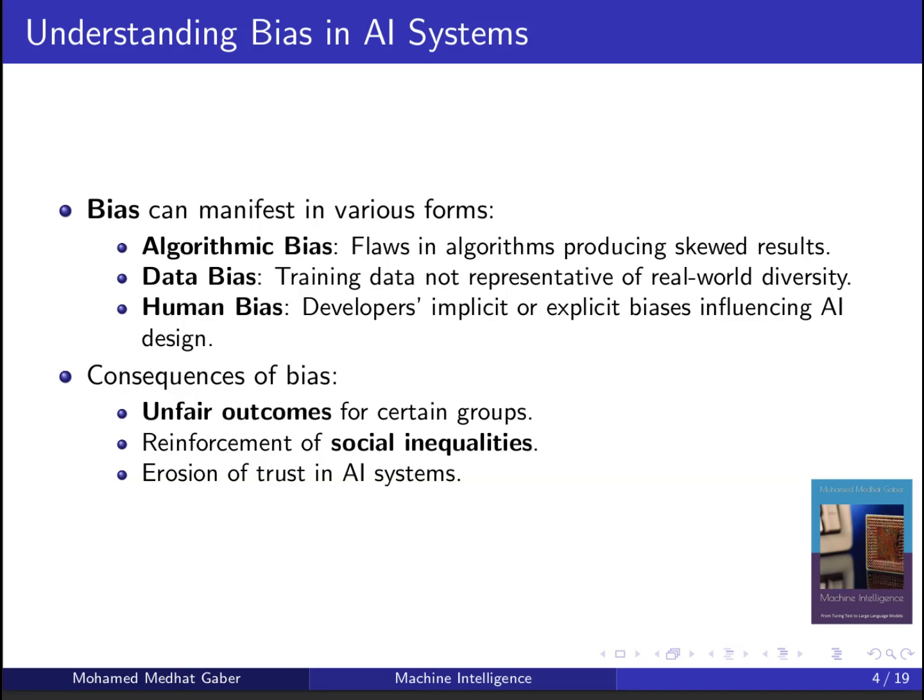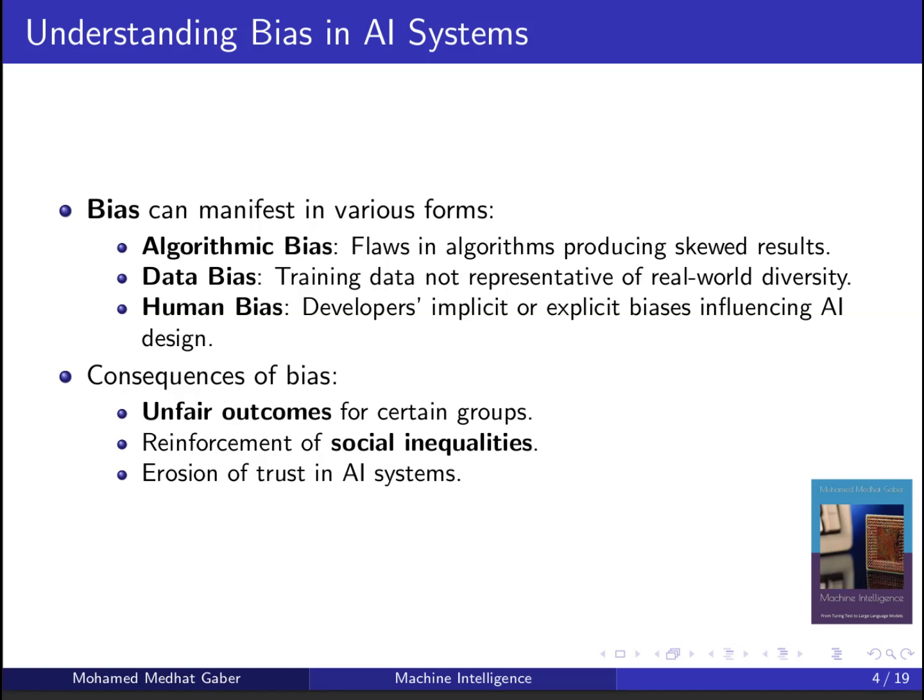Another significant source of bias is data bias. AI models learn from the data they are trained on, and if this data is not representative of the diversity found in the real world, the models can develop biased behaviors. For instance, a facial recognition system trained predominantly on images of light-skinned individuals may perform poorly on recognizing darker-skinned faces, leading to discriminatory outcomes. Data bias reflects the societal biases present in the data collection processes and historical records.